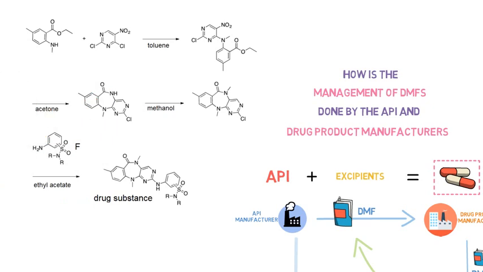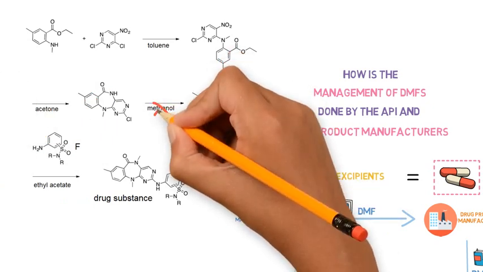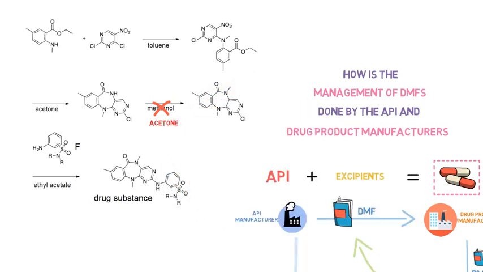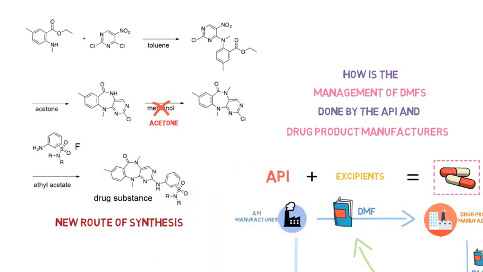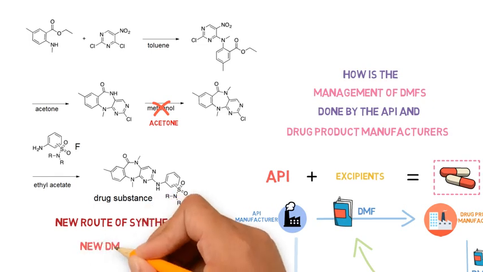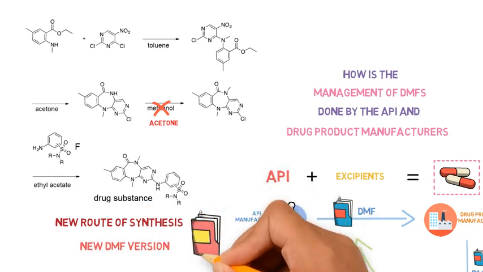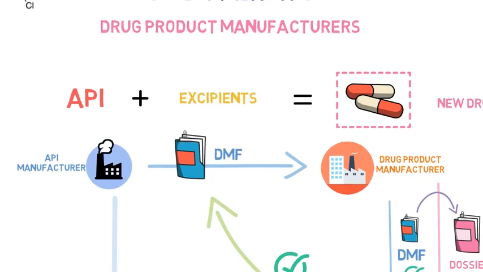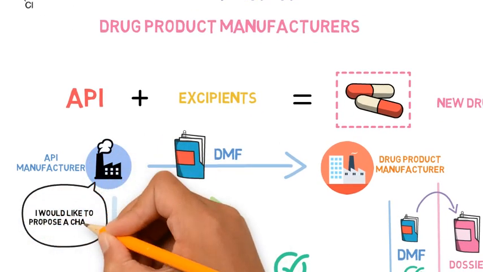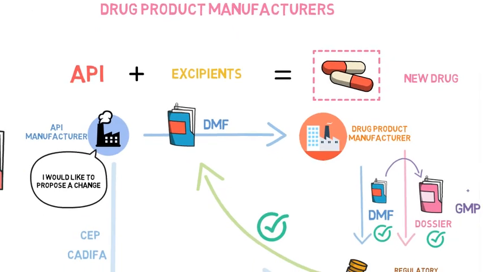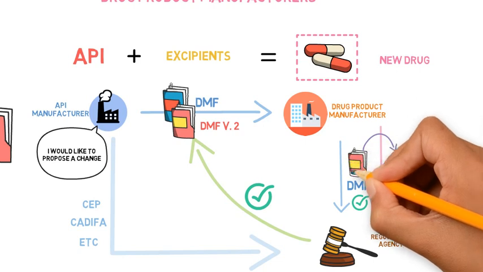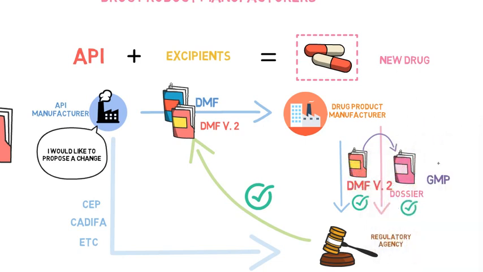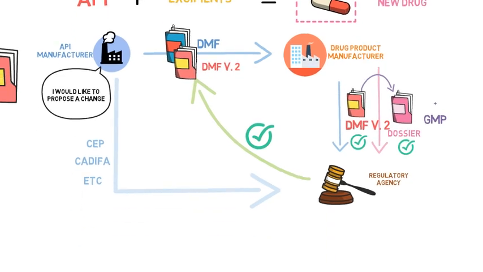Something that may happen, for example, is that the API manufacturer develops a more efficient way of producing a certain API and proposes a change to optimize the route of synthesis. Any change that the manufacturer proposes will lead to new documentation and should lead to a new version of the DMF corresponding to that new condition. And the API manufacturer also needs to notify his clients, the drug product manufacturers, before implementing any change. This is because this change may impact the drug product, and in many cases it can only be implemented once the regulatory agency evaluates the new documentation and data and gives the approval.